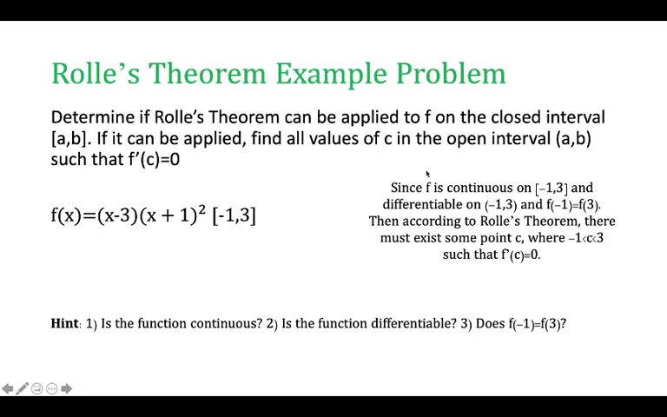So we can write: since f is continuous on the closed interval of -1 to 3 and differentiable on the open interval of -1 to 3, and f of -1 equals f of 3, then according to Rolle's theorem, there must exist some point c on that interval such that f prime of c equals 0. And remember, you have to make sure with Rolle's theorem that each of these 3 conditions is met. If the function isn't differentiable, you can't use Rolle's theorem. If f of a doesn't equal f of b, you can't use Rolle's theorem. You have to make sure all 3 of these hints are used.